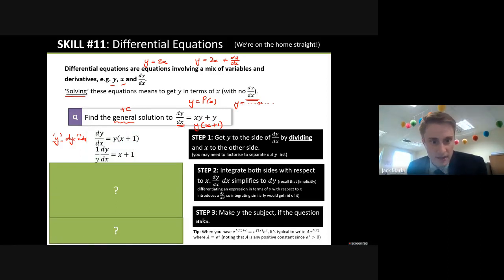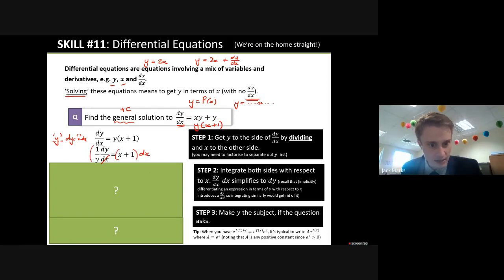So we do this one here. We bring the y to the other side. So 1 over y times dy/dx equals x plus 1. And in fact, I'm going to just do this on this part here as well. You can treat this dy/dx like a fraction. And if you multiply by dx on both sides, you will get this here.